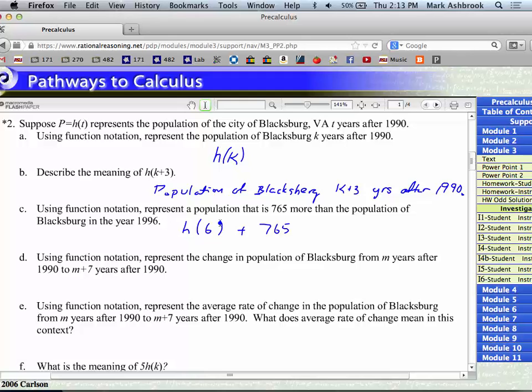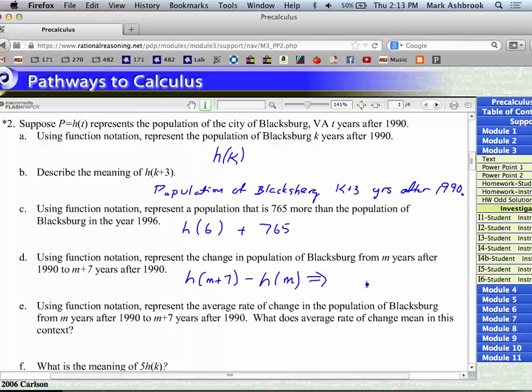The change in population from M years to M plus 7 years after 1990. Tim: I got H of M plus 7 minus H of M. Right, because this would be the final population, and this would be the initial population. To get the change, you subtract. Okay, there's a different way to explain this. These weren't chosen randomly, M and M plus 7. It was chosen deliberately.